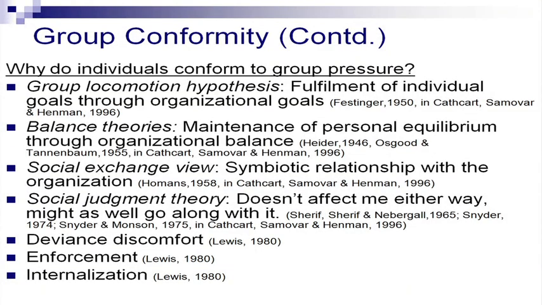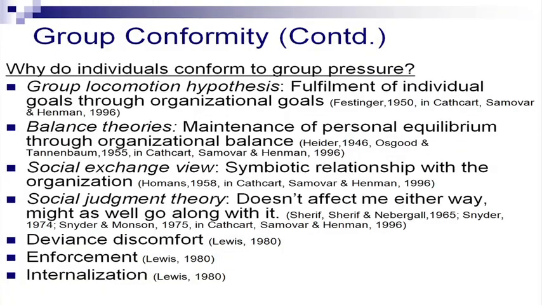So we maintain personal equilibrium through organizational balance. Social exchange view is the symbiotic relationship with the organization, wherein what happens is that I draw from the organization and that entitles the organization to draw from me. So that is symbiosis. We live off of each other, we both help each other, and that is the social exchange view that was proposed by Homans, 1958, discussed in the book by Cathcart, Samovar and Henman in 1996.